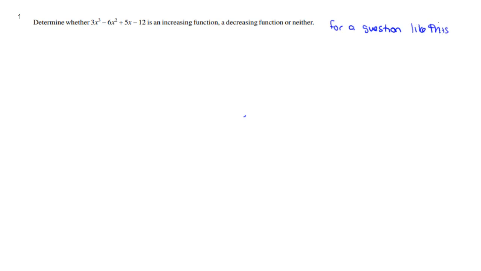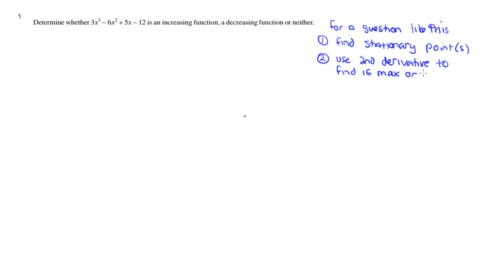Keep in mind, if you're asked to find increasing or decreasing function and they give you this graph, one of the things you can do is find the stationary point or points and then figure out whether they're a maximum or minimum. Now, the best way to do that is to use a second derivative, but you could also do it graphically, and that's what this question is kind of about.